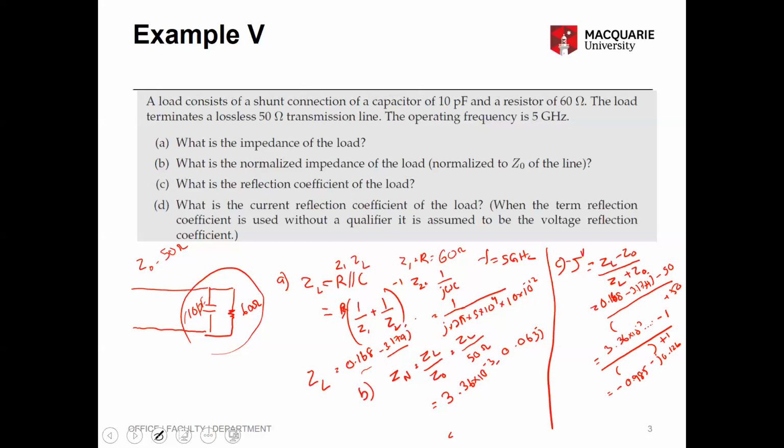Okay, so that's part C. Part D is what is the current reflection coefficient. So this is the current reflection coefficient, which is the negative of the voltage reflection coefficient. So whatever this value is, take the negative of that.